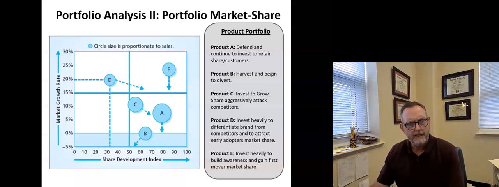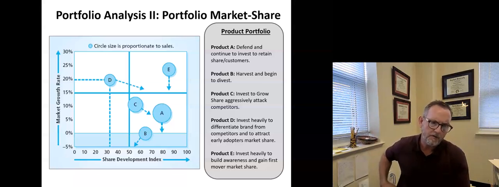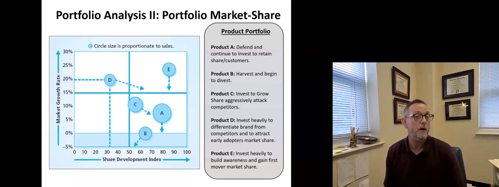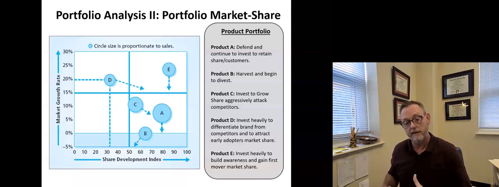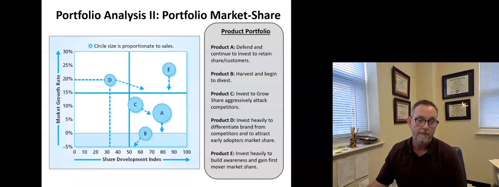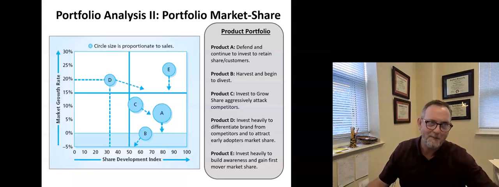Okay, and product E, again, still high in the growth space. However, in this case, you're probably a pioneer. You're probably the one who brought the product in for the first time. Maybe you're an originator. You have the first product out there. You have first mover advantages. Again, you need to capture market share as the market develops, defending yourself against competitors. You're probably the first mover or the pioneer in that particular product, and you want to act like it. You want to be the leader of the pack on that one.